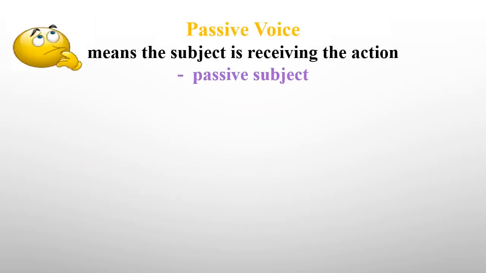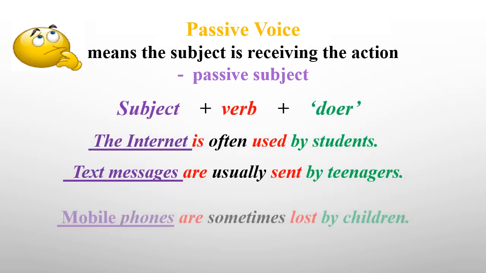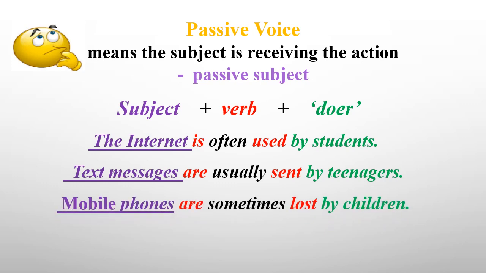Now let's talk about the passive voice. In a sentence with passive voice, we are reversing the order. The words the internet, text messages, mobile phones, which are objects in the active voice sentences, become subjects in the passive voice sentences. Each of these words start the passive voice sentence. So, the words the internet, text messages, mobile phones are now subjects in these sentences.